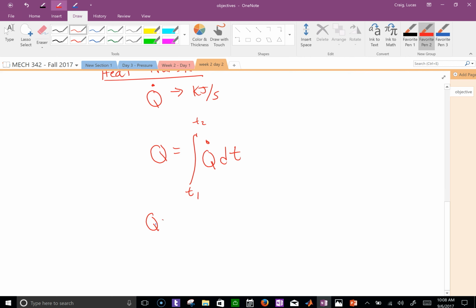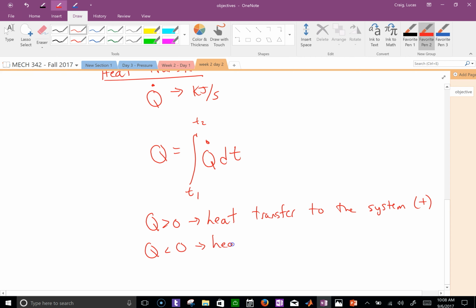So when Q is greater than 0, you have heat transfer to the system. So it's positive. When Q is negative, you have heat transfer from the system. When we get to the first law, this is important, knowing your direction. Is it heating up or is it cooling down? And you want to identify that.